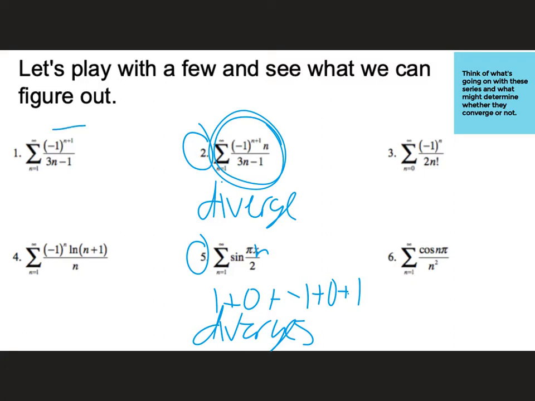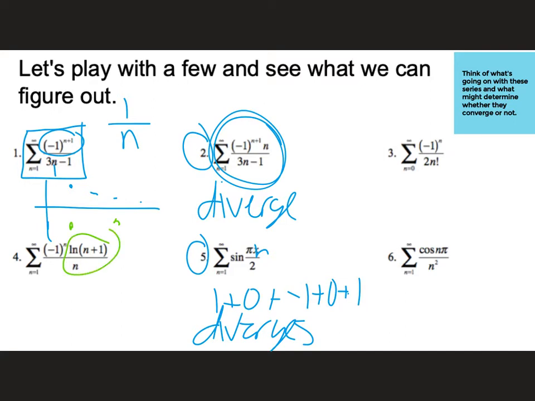Let's see. This one looks like 1 over n with a 3 there, which would diverge. But with that alternator, the problem with 1 over n is we don't get to 0 fast enough. But with the alternator, we take what were positive values and throw in some negative pieces. So that one would be negative, and that one would be negative. And I think that might drag me close enough, that it might go to 0 fast enough is what I mean.